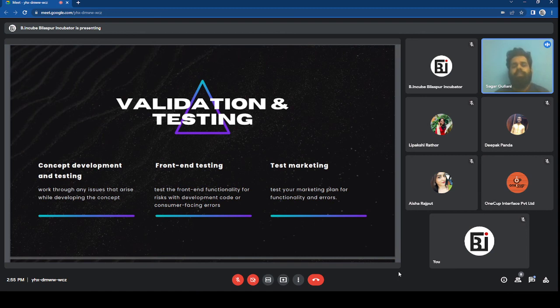So test functionality by enlisting the help of team members and beta testers to quality assure the development of the product. After the concept development, now comes the front end testing. During this stage, test the front end functionality for risks with development code or consumer facing errors. This includes checking the e-commerce functionality and ensuring that it is stable for launch.